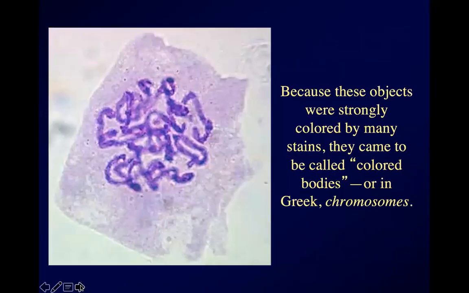Now, we can't get away with calling these things stringy objects, but it turns out these stringy objects tended to be very strongly colored by many of these stains, these artificial dyes that had been invented. And because they tended to take up color very strongly, whereas other parts of the cell usually didn't, they came to be called colored bodies, or in Greek, chromosomes.